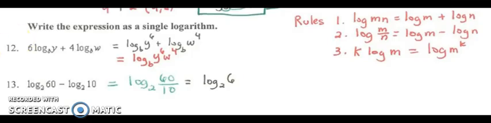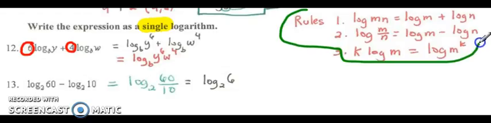In problem number 12 and 13, I'm going to write these as a single log. So I'm going to use my log properties here. I am going to first take the 6 and the 4 and then make them exponents. So I have y to the 6th, w to the 4th. Next thing I'm going to do, when I'm adding the logs, I'm multiplying the bases. So I have log base b of y to the 6th, w to the 4th. Here are my log rules that we have been using.